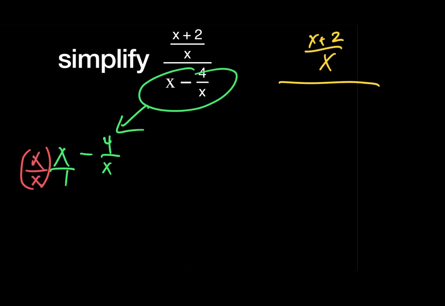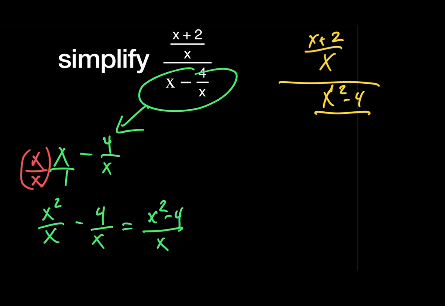And it's going to be x over x. When I do that, this then becomes x squared over x minus 4 over x. Now I've got common denominators, so now I can add, subtract. So then this will equal x squared minus 4 over x, which I can then take back up here to be x squared minus 4 over x.